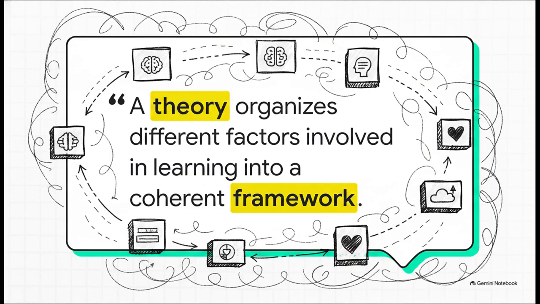At its core, a theory organizes all these different factors involved in learning into a coherent framework. We literally need these theories because human education is simply too complex to be understood through isolated observations alone. A well-articulated theory takes all that chaos, the messy emotions, the environment, the cognition, and binds it into a systematic structure that we can actually test, measure, and apply.